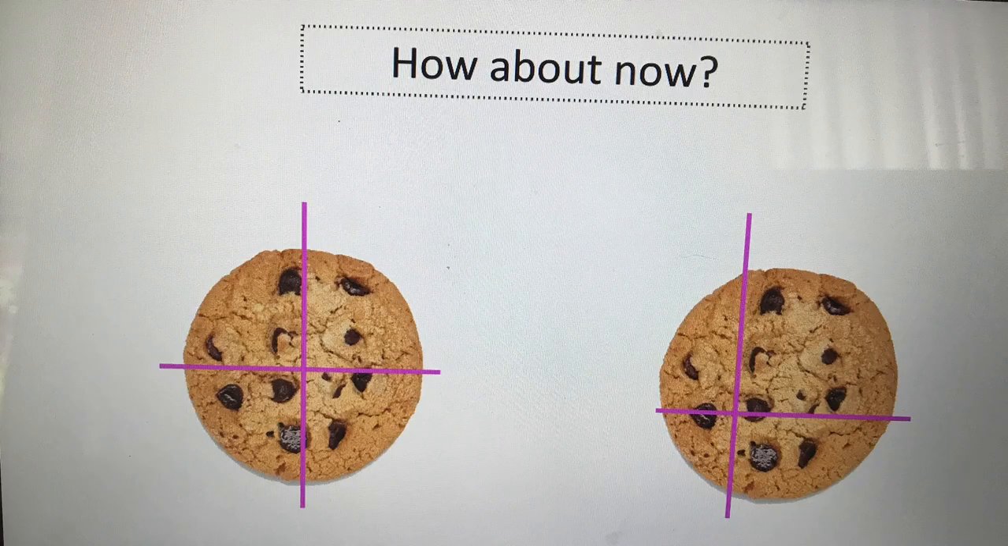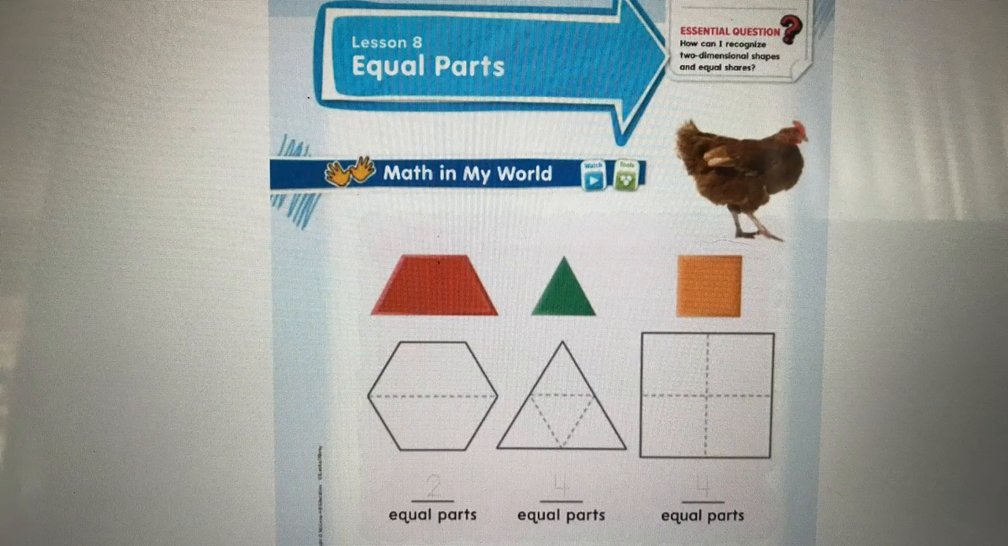How about now? I drew 2 lines. If you got 2 pieces of the cookie, would you rather want the cookie on the left where there's equal parts of each, or on the right where you would get 2 small pieces and I would get the 2 big ones? I'm going to guess that you're going to pick the cookie on the left from this picture because we would have the same amount of cookie. That's a really good choice, and that's what we're going to learn today in math. So today we're going to talk about equal parts. We have seen these shapes before, a trapezoid, a triangle, and a square.